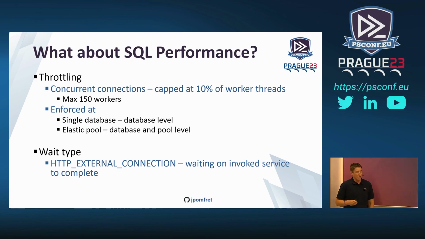There is some throttling. We're not going to completely destroy the SQL Server by calling these APIs, right? We're going to cap the connections that you can have at 10% of worker threads to a maximum of 150. And depending on how your Azure database is provisioned, that'll be enforced at 2 potential levels. Either if you've just got a single database, it will be enforced at that single database level. If it's within an elastic pool, it can be enforced at both the database and the pool level.